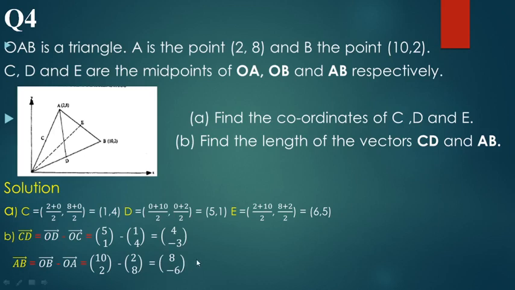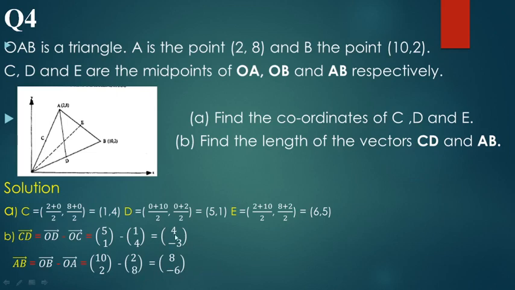And therefore, I want to find the AB modulus, to find the length of AB. It will be 8 squared plus negative 6 squared, which gives you 100. So the square root of 100 is 10. Therefore, the length of AB is equal to 10 units. Remember to write the term units. So the length of AB is 10 units.